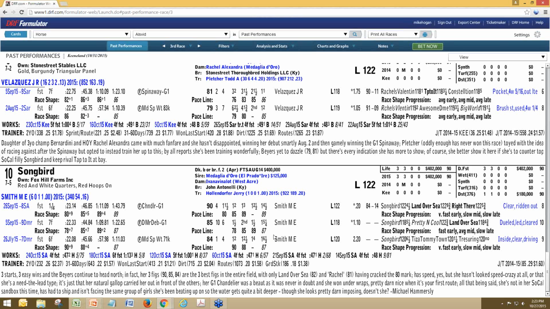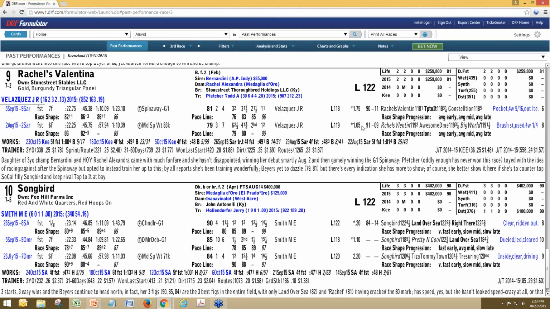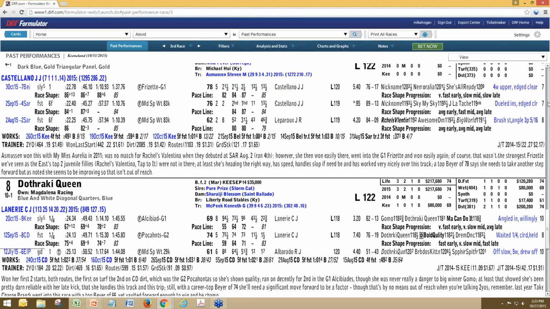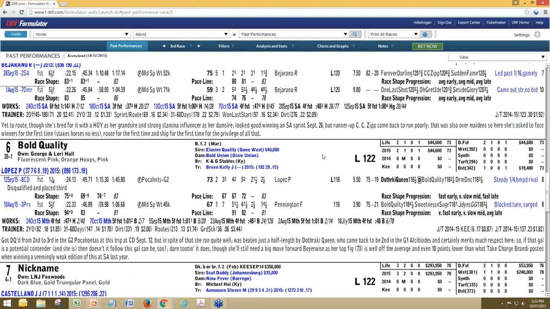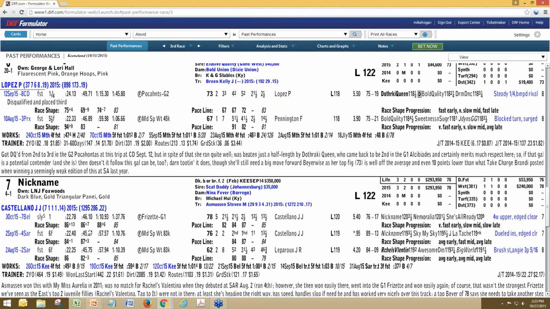Forever Darling showed a little sprint speed at Santa Anita. That horse is to her inside in post position number 5. Nickname showed a little speed in the Frizette on a sloppy racetrack, but that was on a 1-turn mile. Although it was a pretty fast pace, as you sometimes get on sloppy surfaces, I mentioned before, you get the riders much more focused on early position to try to avoid slop getting kicked back in their face.